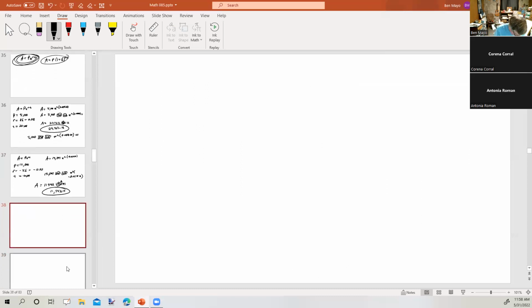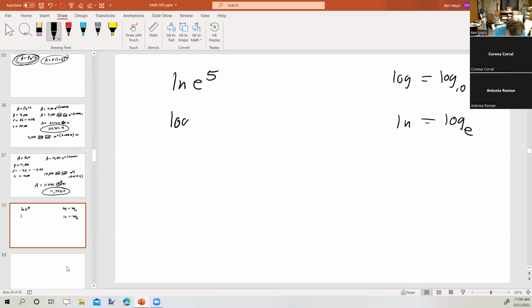So let's go on. Now, it says evaluate each expression without a calculator. Natural log of e to the 5th power. Okay. Keep in mind, log is log base 10. Ln is log base e. So the natural log of e to the 5th power would be log base e of e to the 5th power. So this becomes that. It's the same thing, it's just different notation. All right.